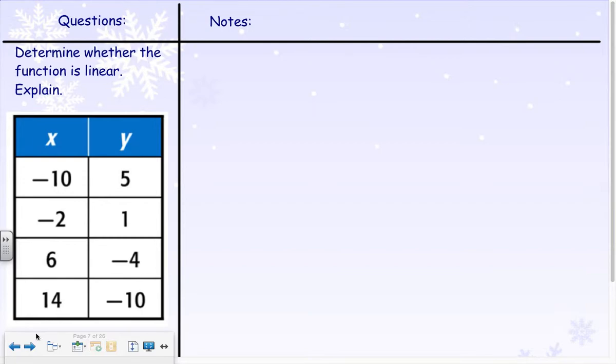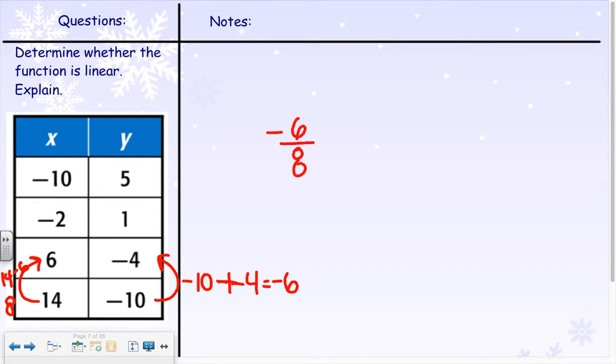And another table. This one's going to be a little trickier because there's some negatives in our table, but we can still do the same thing. So change in y over change in x. So negative 10 minus a negative 4. That's going to have a super plus. So negative 10 plus 4 is negative 6. 14 minus 6 will give me 8. So negative 6 over 8, my first rate of change, so that'd be negative 3/4.